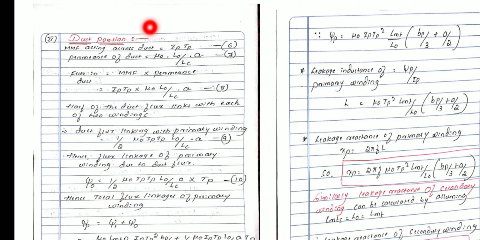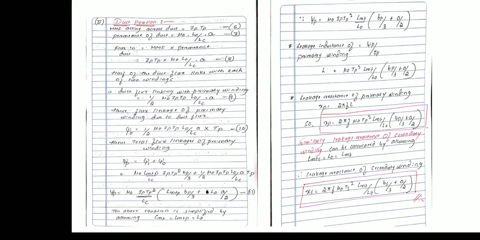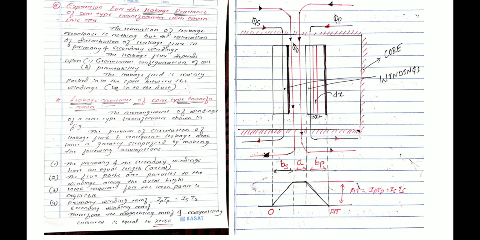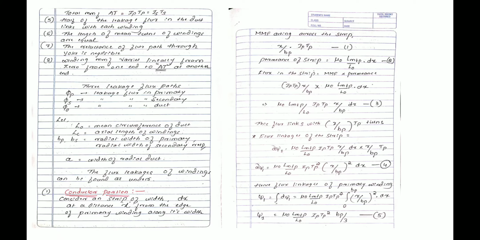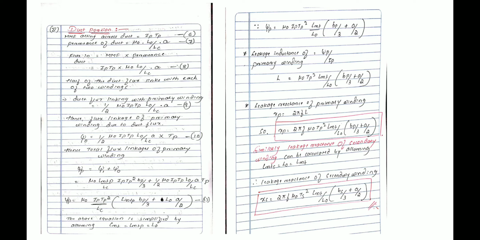Then what about permeance? Permeance is nothing but mu A divided by L. So mu naught, and the length means what we have to take? We have to take this length, L naught. L naught is nothing but the mean circumference of a duct, and the axial length of the windings is LC. So mu naught L naught divided by LC into A, where A is the radial width of a duct, gives the permeance of a duct. Call this equation 7.